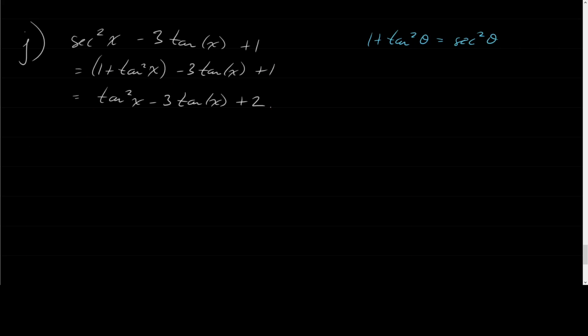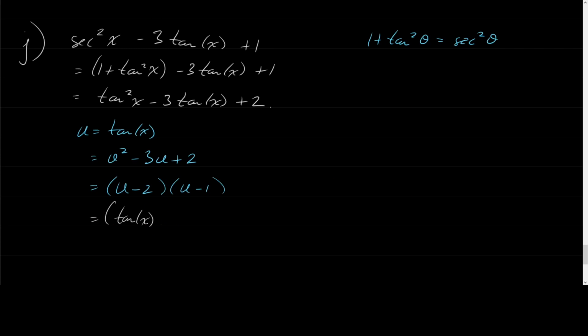At this point, that's when I make my u substitution. I say let u be equal to tan x, and this statement now becomes u squared minus 3u plus 2, which is clearly factorable to u minus 2, u minus 1, right? Two things that multiply to positive 2, but add up to negative 3. But we know the problem wasn't about u, it was about x in this case. So we're going to say that this is tan x minus 2 times tan x minus 1, all right? And that would be the factored version of that original statement.